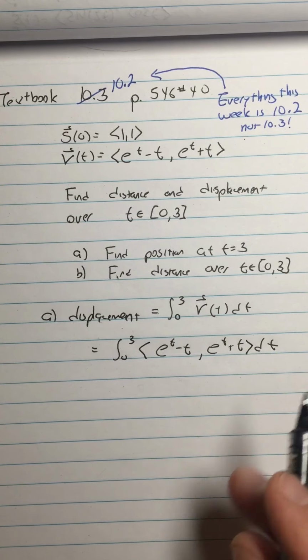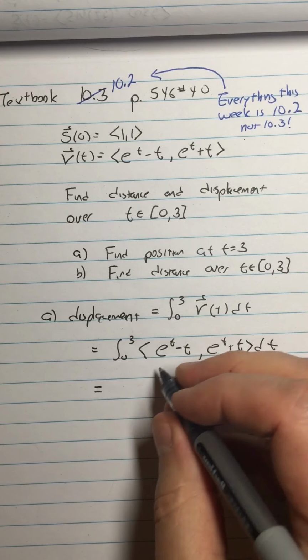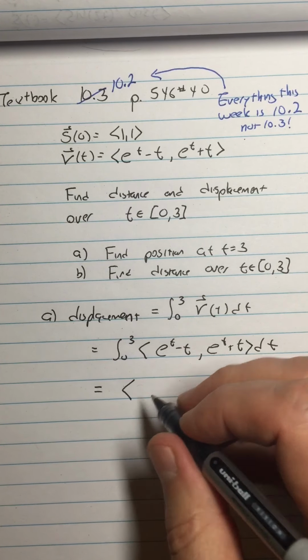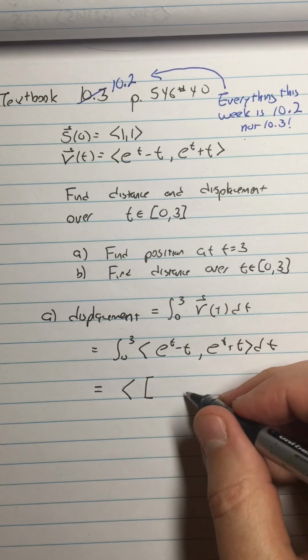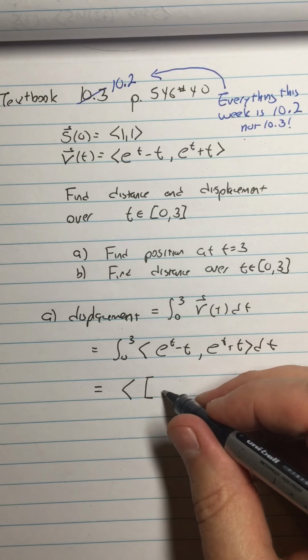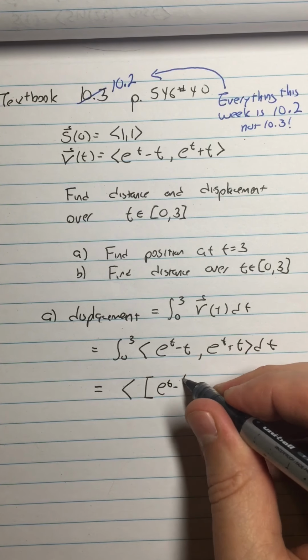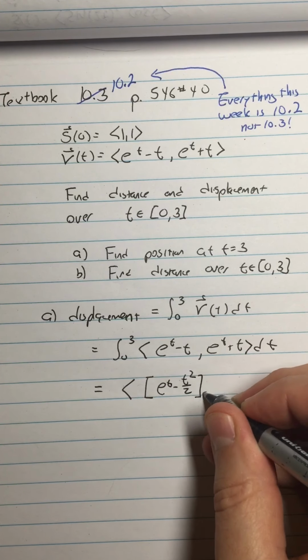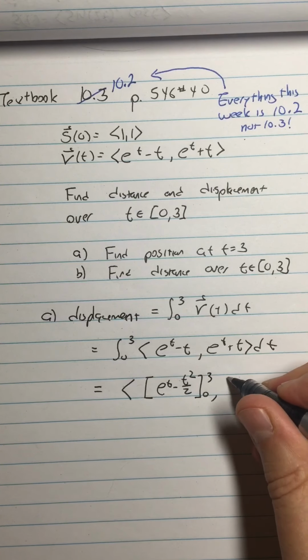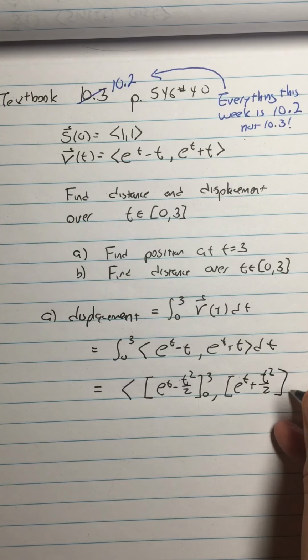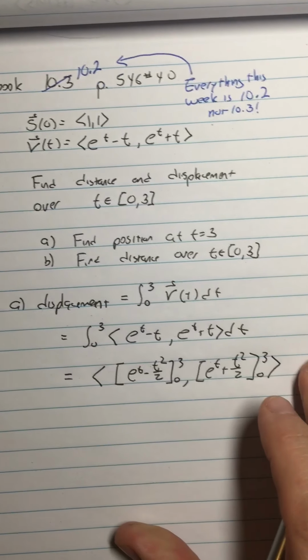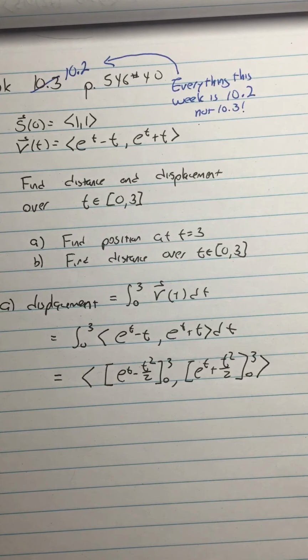This time I'm not going to write separate integrals. I'll just do my antiderivatives right away and then bring the limits in. So the antiderivative of e to the t is e to the t, and then t is t squared over 2, and we're going from 0 to 3. And then this one's going to be e to the t plus t squared over 2, also from 0 to 3. So I just brought the evaluation right in there.